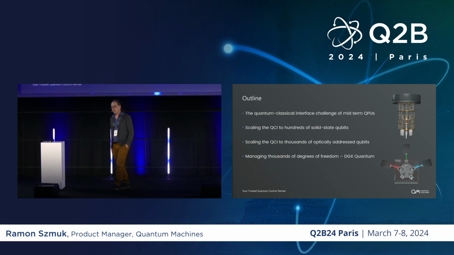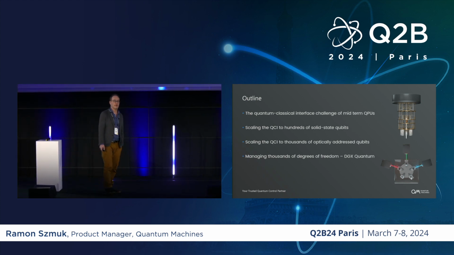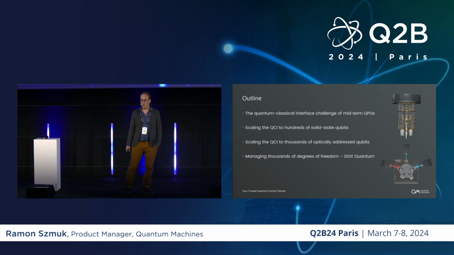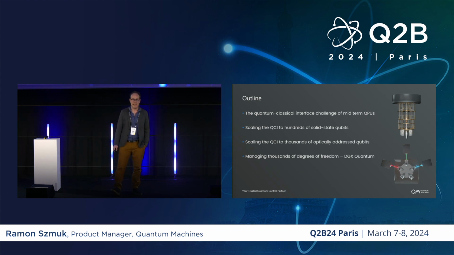And then I'm going to end with 2 slides about, okay, say you have enough control for 1,000 qubits. You now probably have a few tens of thousands of degrees of freedom that you need to control, and what are you going to do about that? How are you going to find optimal drive and readout parameters for your 1,000 qubits?